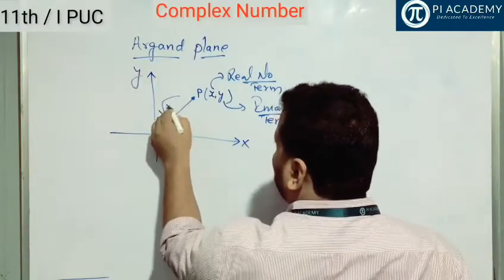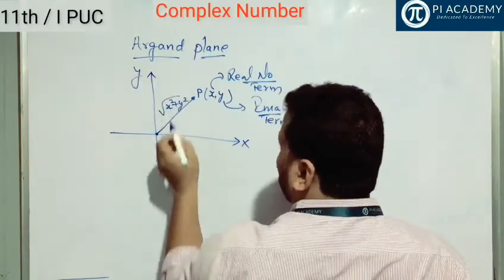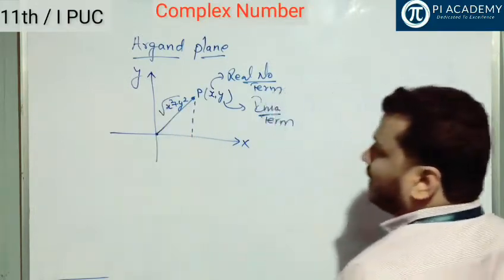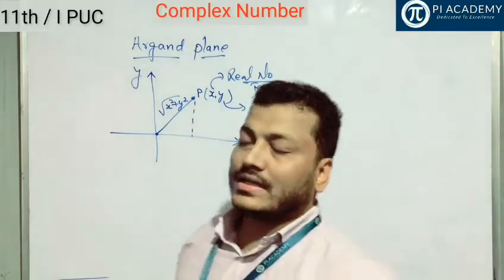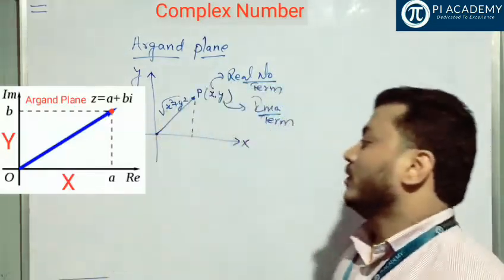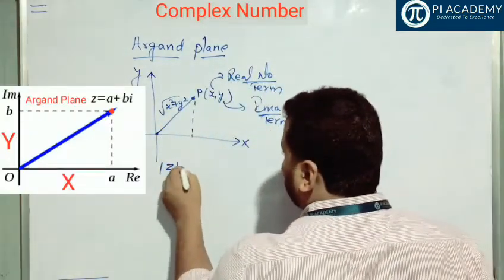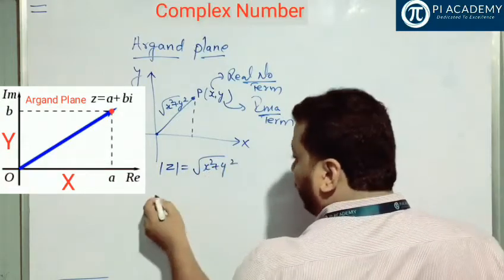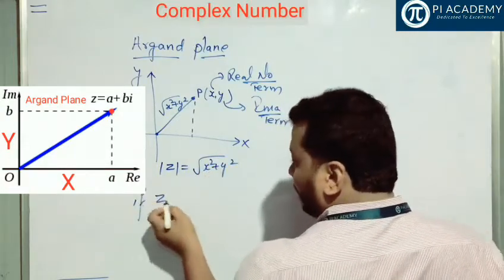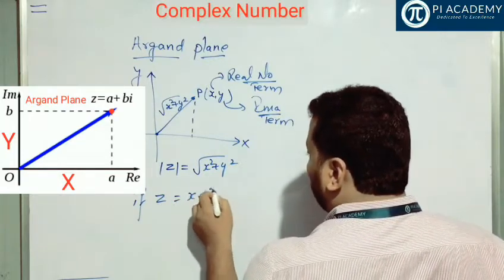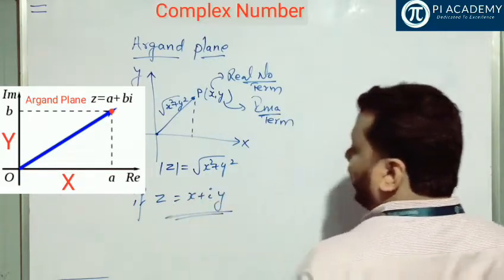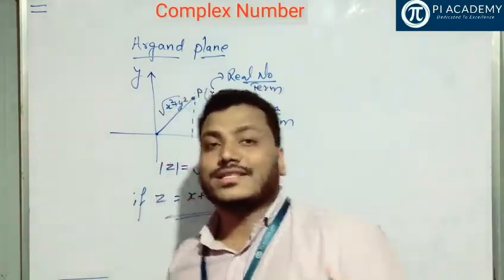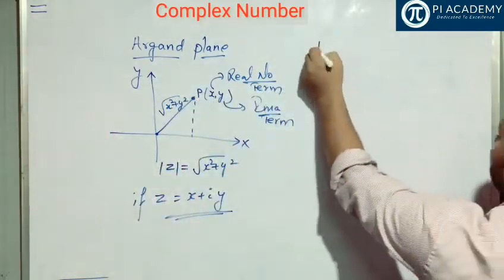Okay, so this is nothing but x square plus y square. Why? Because if you drop it here, this is 90 degrees, and by the Pythagoras theorem you can get x square plus y square. This is your modulus. So this is z. Modulus is nothing but root under x square plus y square, if you have z equal to x plus iy. So this is your imaginary number, then the modulus of z. This is your Argand plane.